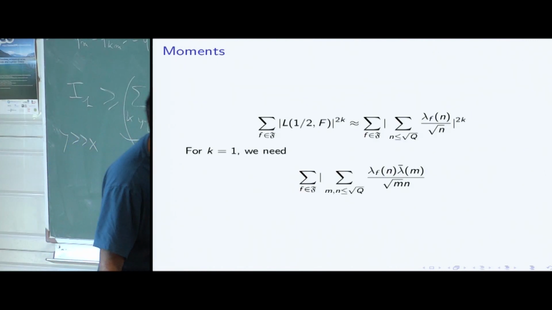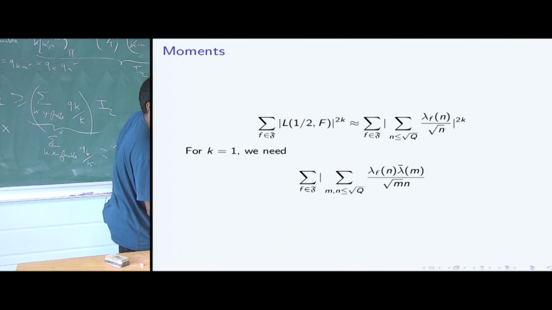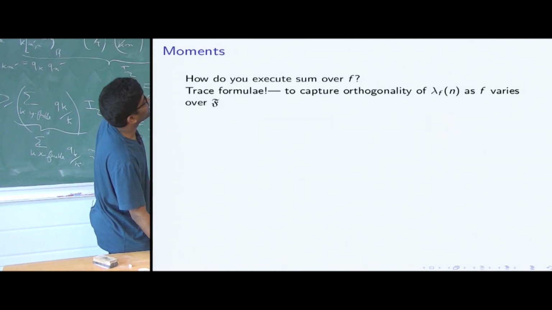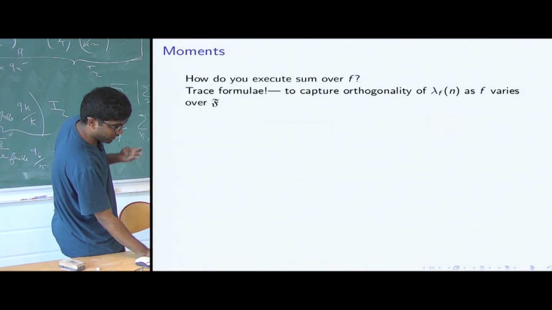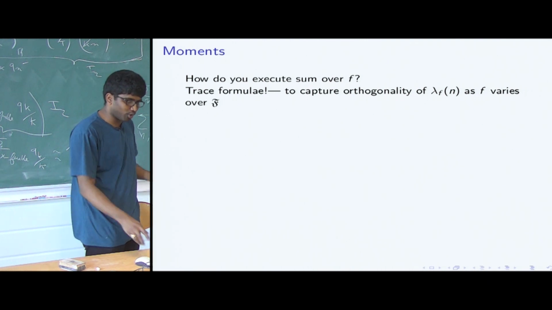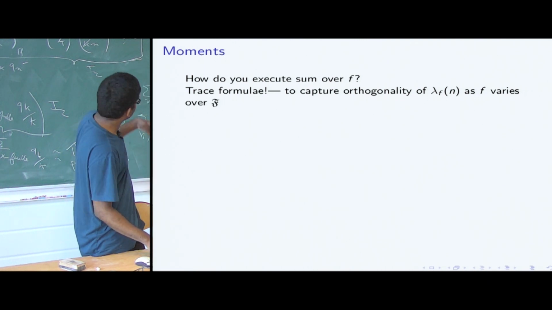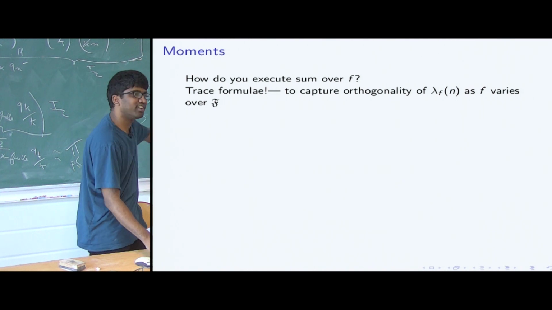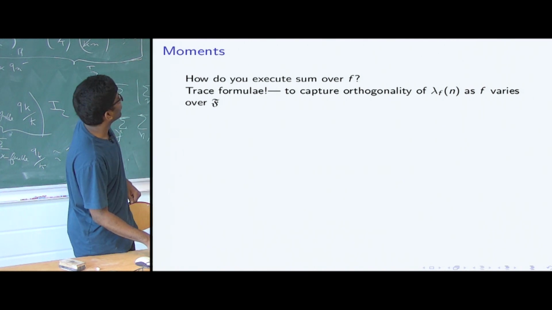This is an expression for the L value, and you're trying to sum it over some family. How do you do that? So to execute the sum over f, we need some kind of trace formulae that allows you to capture some orthogonality of these coefficients.